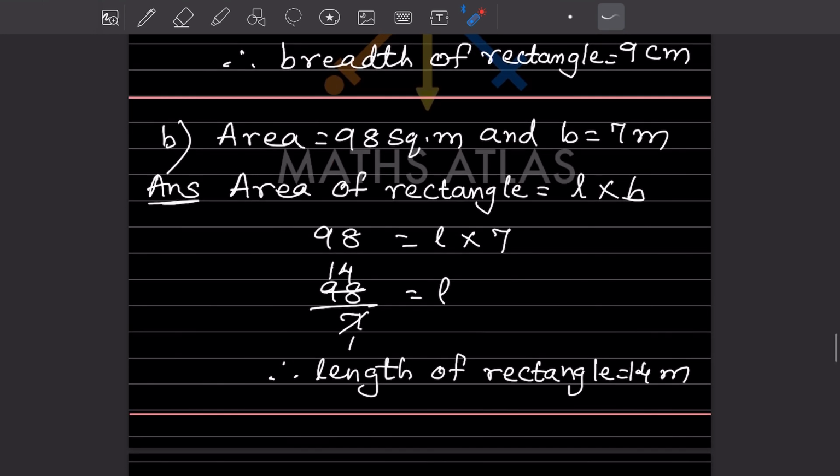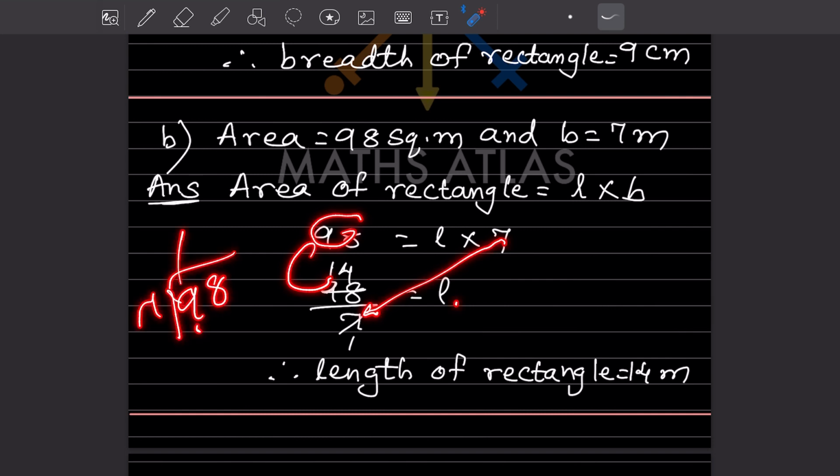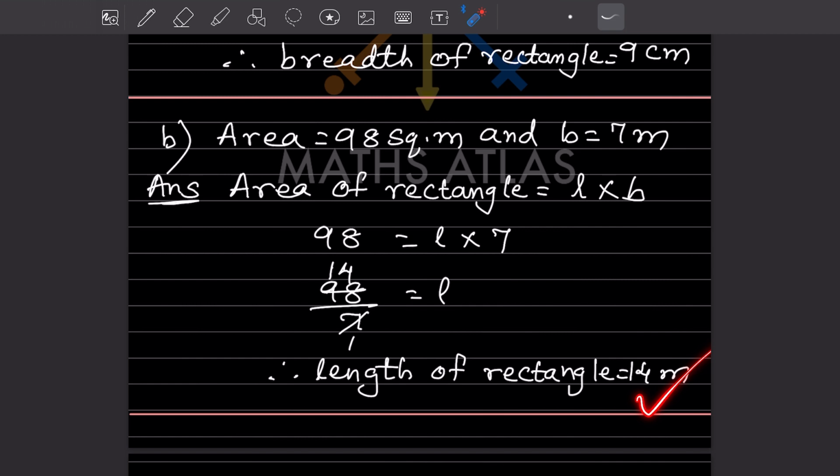The next one, what does it say? This area is given, 98 square meter, and breadth is 7. So you have to find the length. So again, you will start with the formula. Area is 98. We don't know the length. Breadth is 7. So 98 you will write here. This will go in the denominator. So that is length. So 98 divided by 7. So 7 ones are 7. This is 28. 7 fours are 28. So 14. So the length of rectangle is 14 meter.